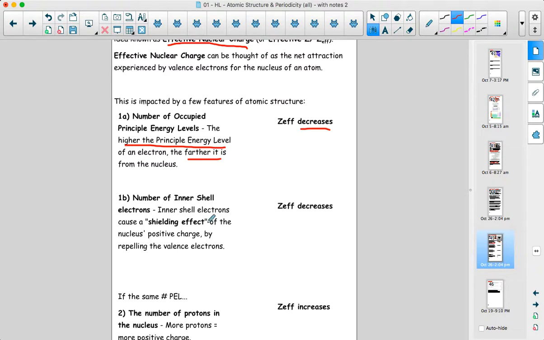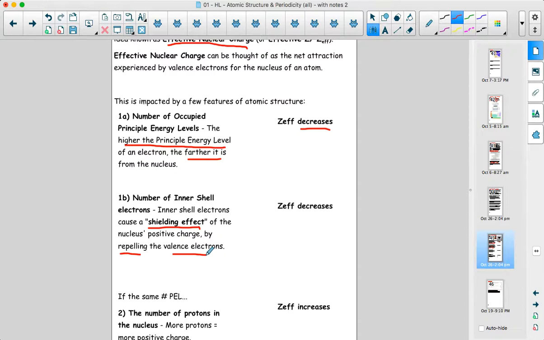And so that brings up a very important concept called the shielding effect. When there are inner shell electrons, so electrons in between a nucleus and a valence electron, those inner shell electrons end up blocking the positive charge of the nucleus to some degree because they repel the valence electrons. So inner shell electrons actually repel valence electrons outwards and end up minimizing the attraction felt by valence electrons for the positive charge of the nucleus.